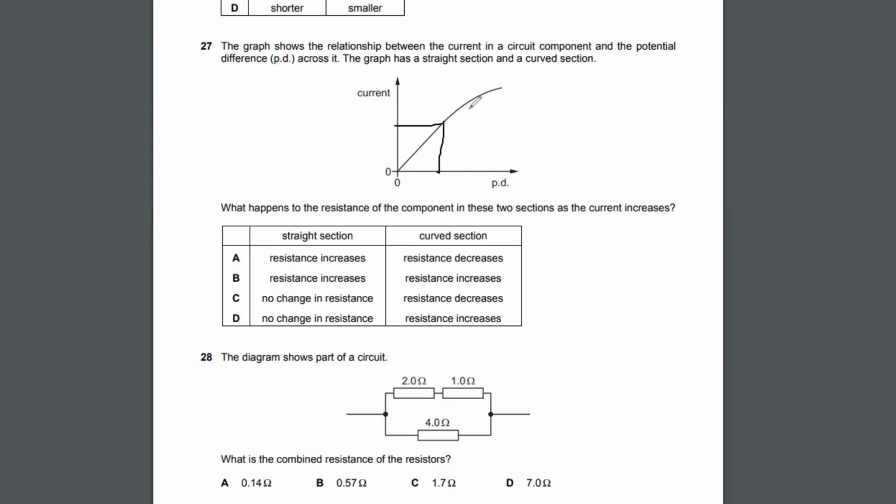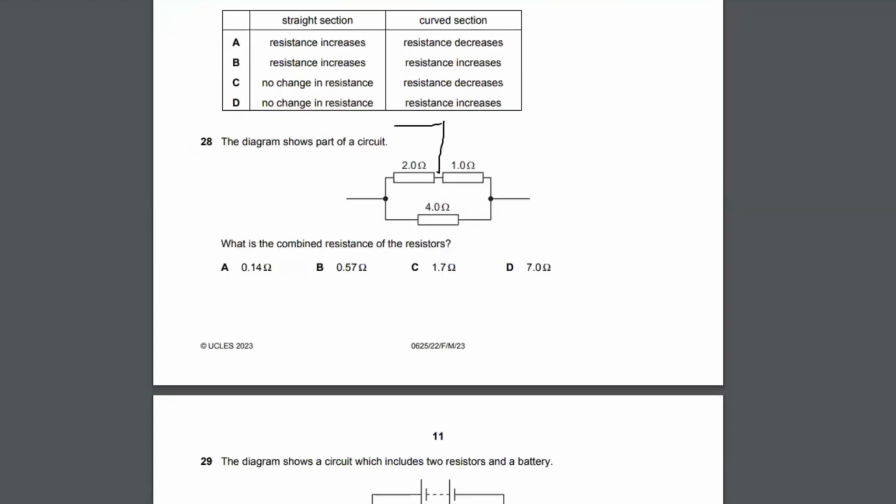But after this, the potential difference is increasing, but the current is slightly decreasing. And we know resistance is voltage upon current. So if current is decreasing a slight bit, resistance will increase. In the first section, it is obeying Ohm's law, so there is no change in resistance. But after that, resistance is increasing. So the answer is D. When current decreases, resistance increases. So the answer is D.